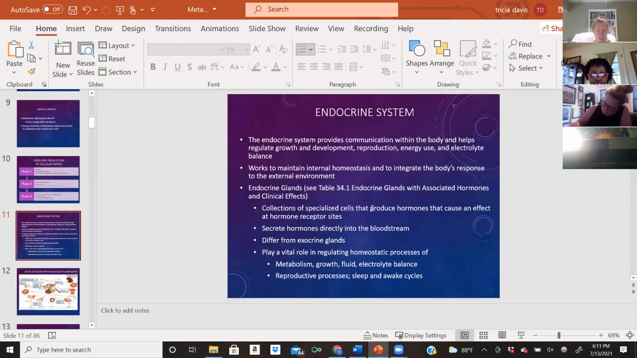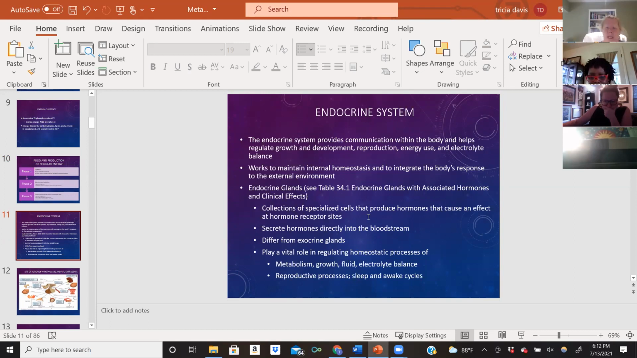All right, so our endocrine system. Our endocrine system provides communication with other parts of our body and is going to help regulate processes that will help the body with growth and development. It will help with certain reproductive issues. It gives us energy, and it helps on some levels to control our electrolyte balance. So our endocrine system works to maintain what they call an internal homeostasis and to help integrate all of our body's responses to the external environment that we experience.